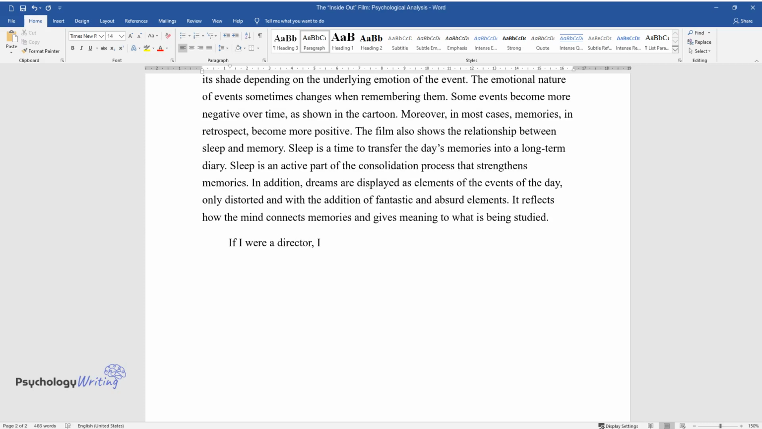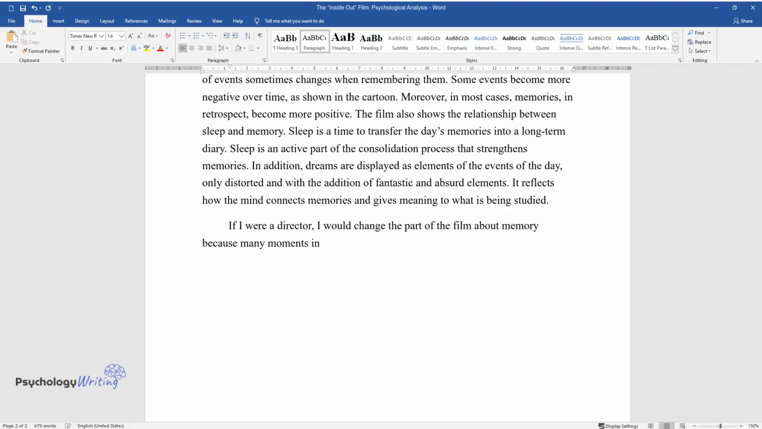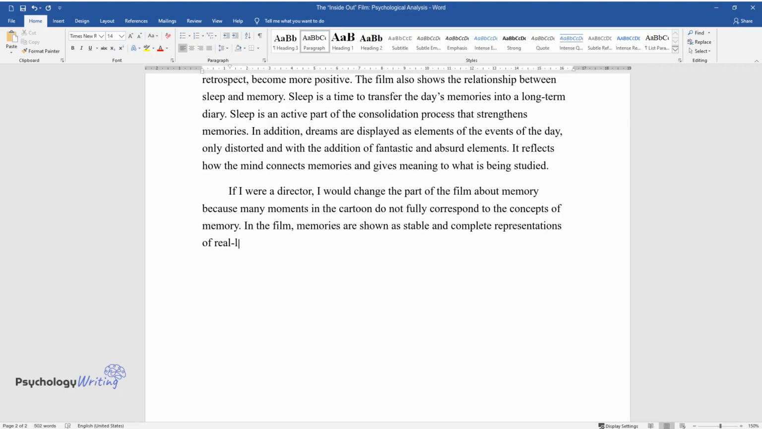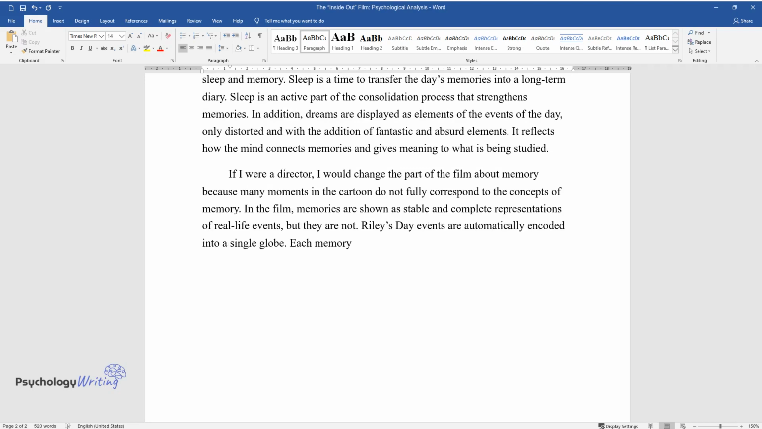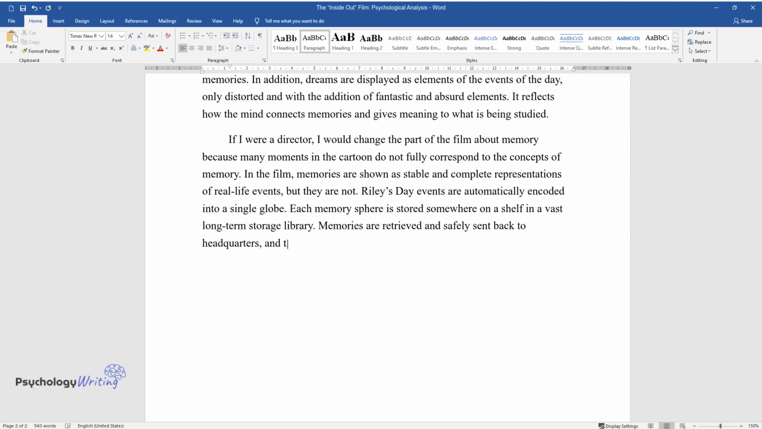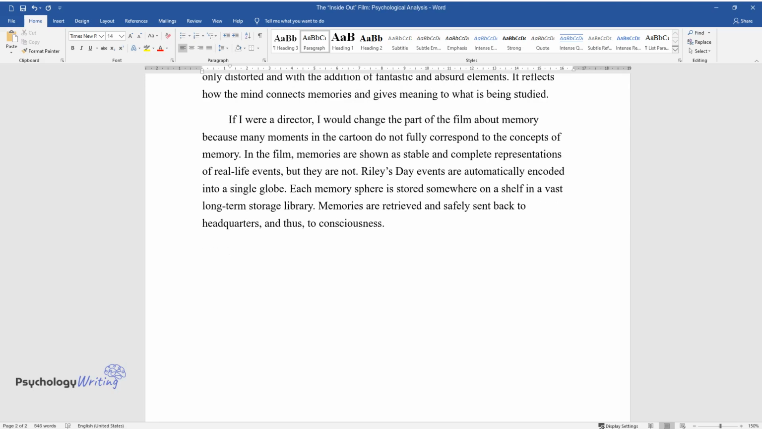If I were a director, I would change the part of the film about memory because many moments in the cartoon do not fully correspond to the concepts of memory. In the film, memories are shown as stable and complete representations of real-life events, but they are not. Riley's day events are automatically encoded into a single globe. Each memory sphere is stored somewhere on a shelf in a vast long-term storage library. Memories are retrieved and safely sent back to headquarters, and thus, to consciousness.